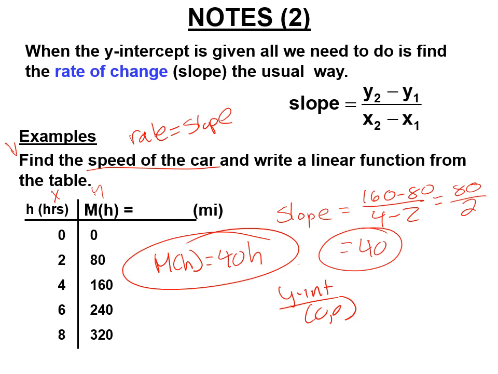So this car is going 40 miles every hour. In 1 hour, it went 40. In 2 hours, 80. In 3, 120. In 4, 160. In 5, 200, and so on. It's going 40 miles every hour. M of h equals 40h. The rate and the slope are always the same number. So if you have the speed of the car, you have the slope, and if you have the slope, you know how fast the car was going.